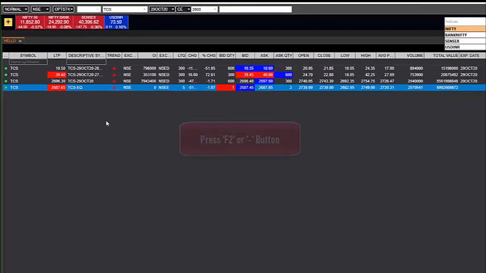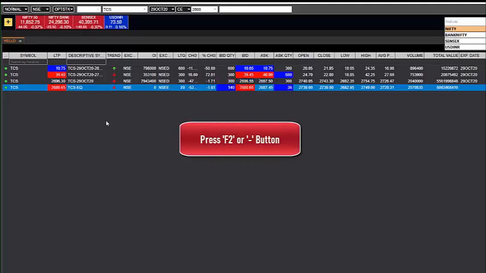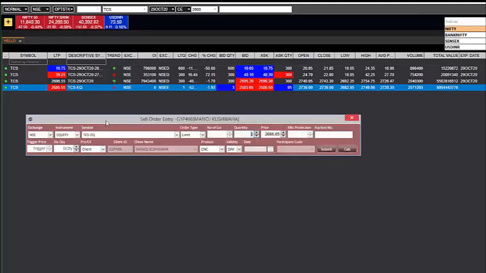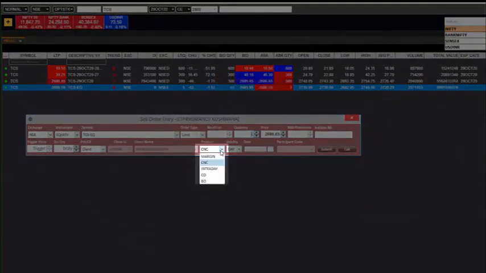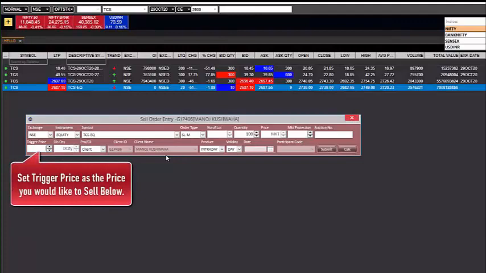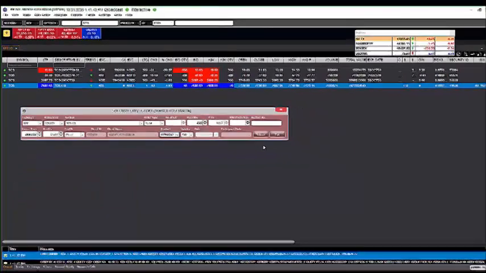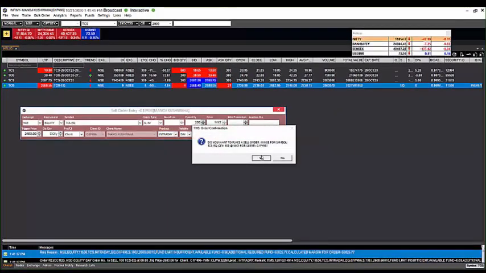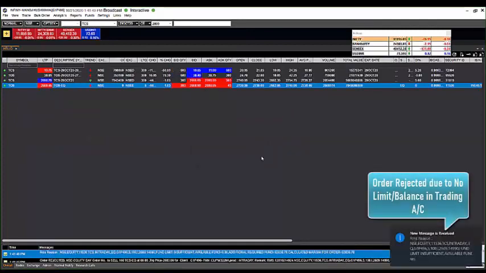Select the TCS script and press F2 or minus button to open the sell order entry window. Here, we will place an intraday trade, so we change the product type to intraday. Set quantity as 100, change order type to SL market, and set the trigger price as 2680. That is the price you would like to sell below. Now, what you need to do is submit and confirm your order. And the order goes through.